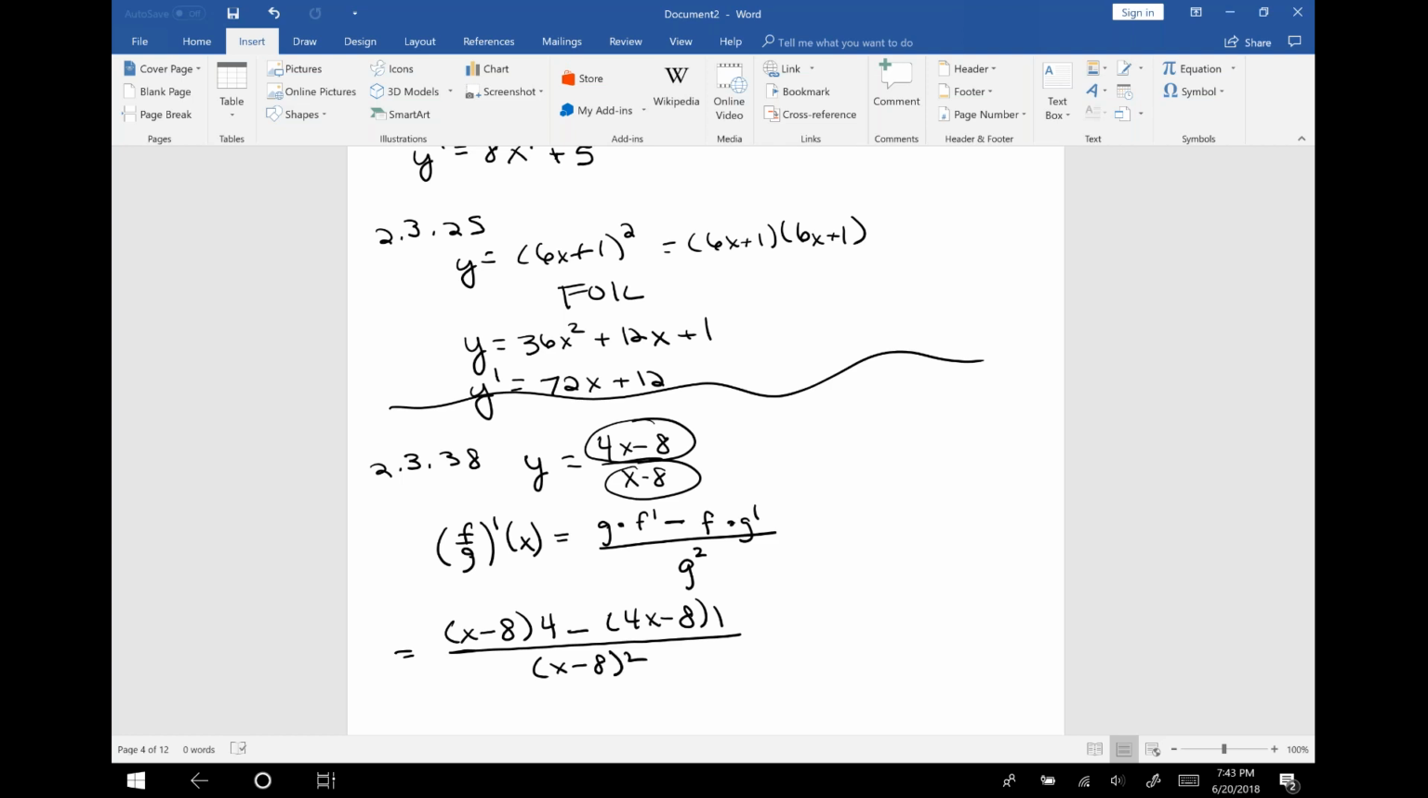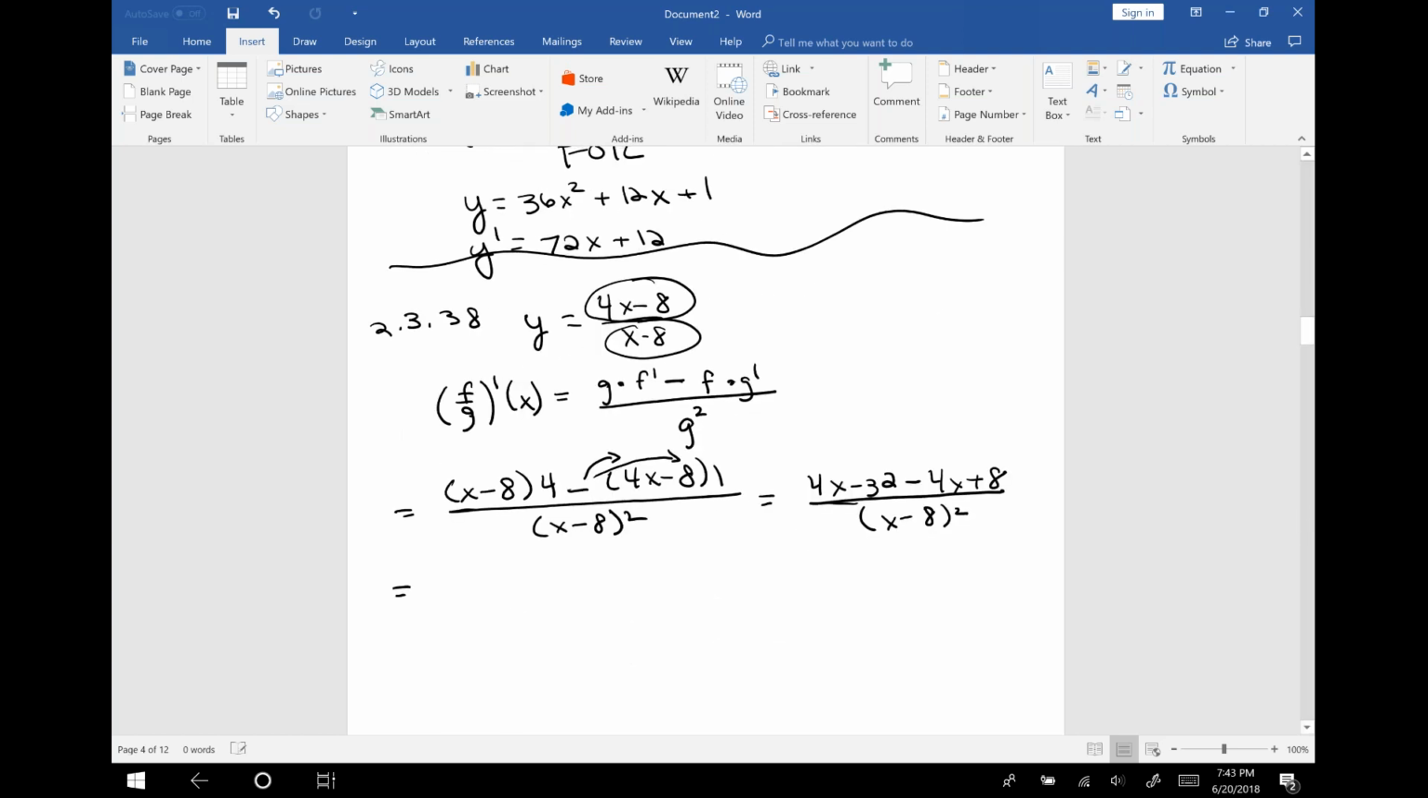And then we usually have a little bit of algebra to do at this point, so we can distribute the 4 into the denominator, and we have x minus 8 times 4, so we have 4x minus 32, minus, and we're distributing a 1, so we don't have to do anything there, but now we have to distribute this minus 1. Inside here we have minus 4x plus 8 in the numerator. And then we divide that by (x minus 8) squared. Then in the numerator, these 4x's cancel each other out, and we have negative 24 divided by (x minus 8) squared.